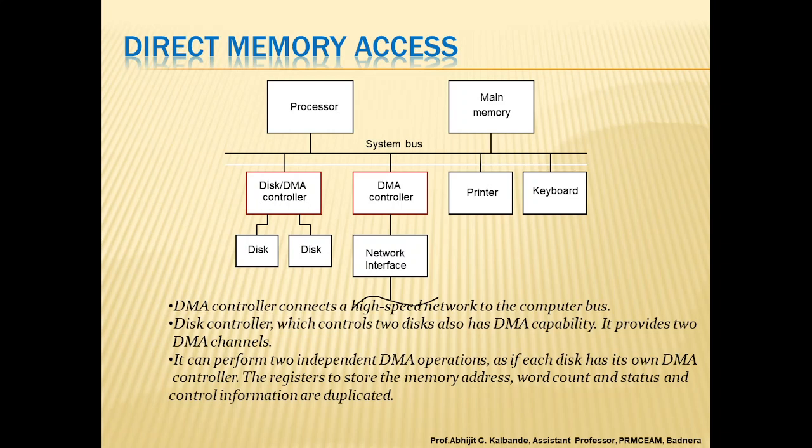The disk controller controls the two disks and also has some direct memory access capability. Because of that, its working capability will also increase, and it provides two different direct memory access channels. It can also perform two independent direct memory access operations, as if each disk had its own DMA controller. The registers to store the main memory address, word count, and status and control information are duplicated.